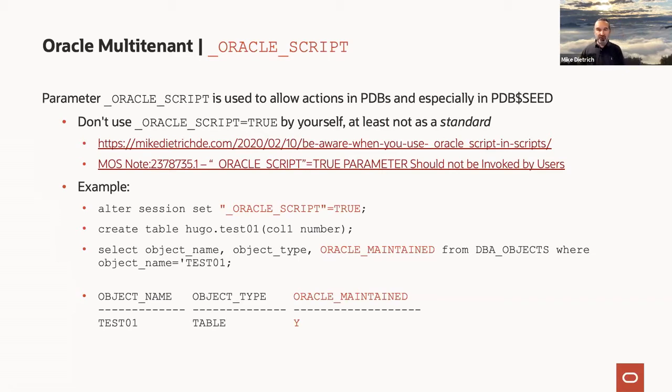I was at a customer a year ago, and the DBA smiled at me when I introduced this. Oh, Mike, we know already. We have put it in all our own scripts. And later on, I learned, this is a bad idea. And I show you why this is a bad idea. My example here, you set in the session _ORACLE_SCRIPT true, then you create a table. And when you check in the dictionary later on, and you display the Oracle maintained flag, you see here from DBA_OBJECTS, for my test table, the Oracle maintained flag gets set to yes.